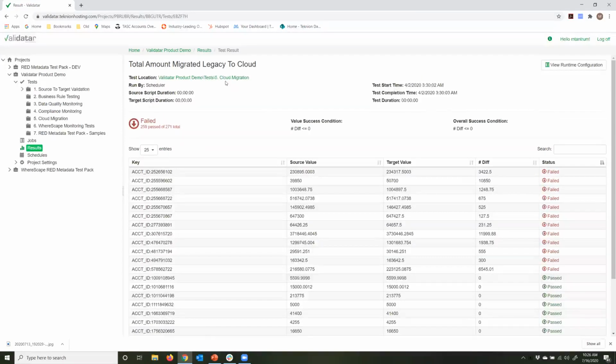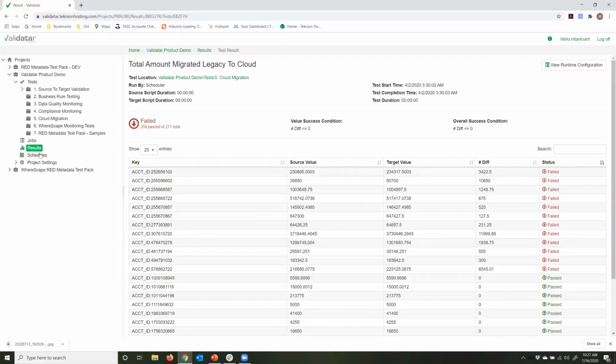This one looks like it's a cloud migration test. And it turns out that of 271 tests, 259 passed, and the rest failed. For whatever this test is doing, it looks like it's doing something with an account ID. It's saying these account IDs were not migrated correctly. Okay, so that's jobs and tests and results.